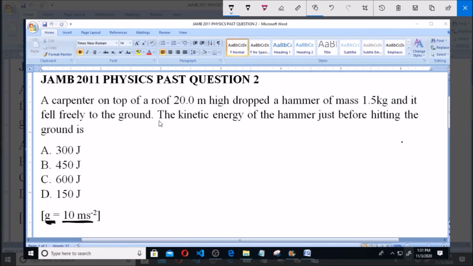Now what we are looking for here is the kinetic energy of the hammer, but not just the kinetic energy of the hammer, specifically the kinetic energy of the hammer just before hitting the ground.